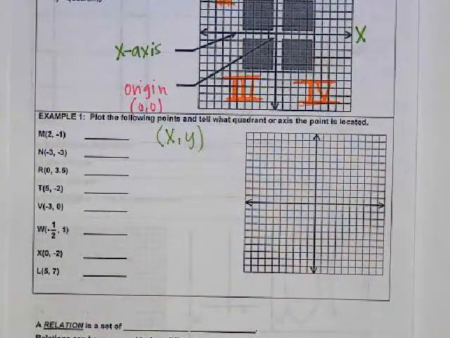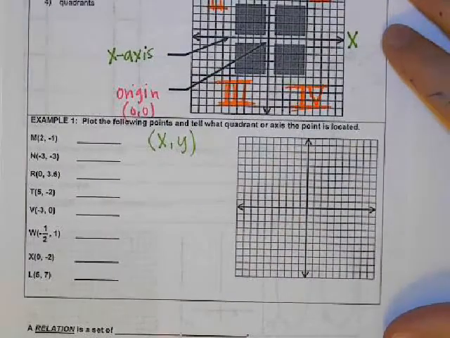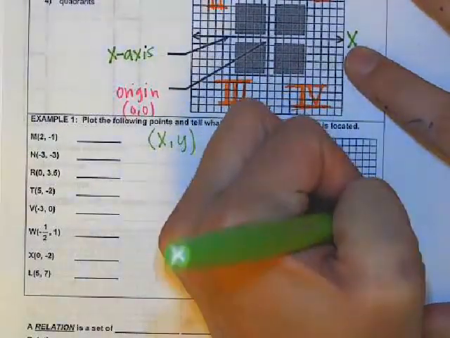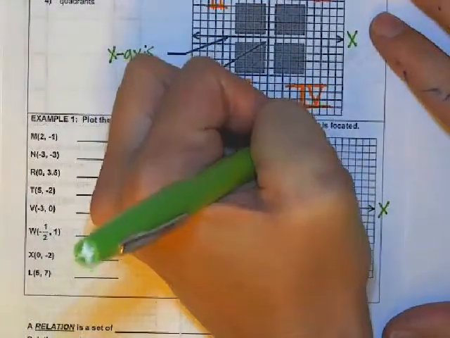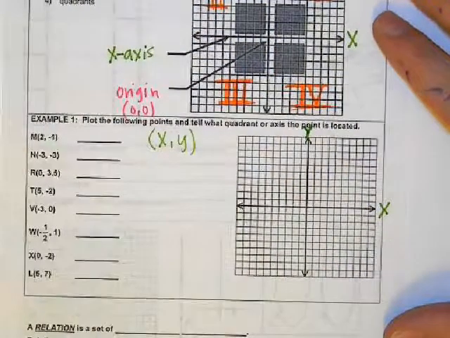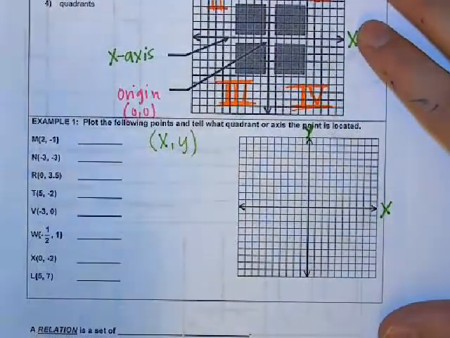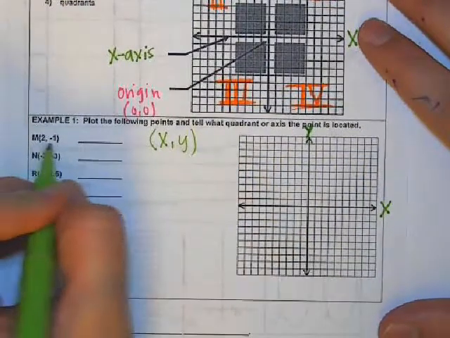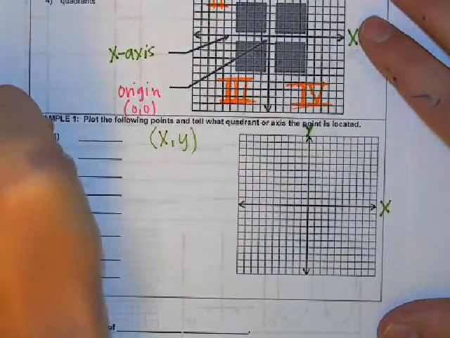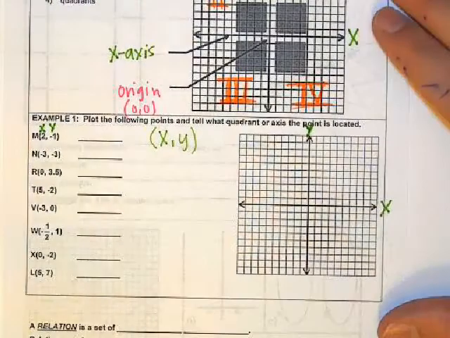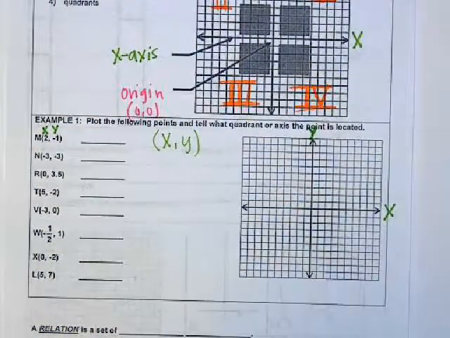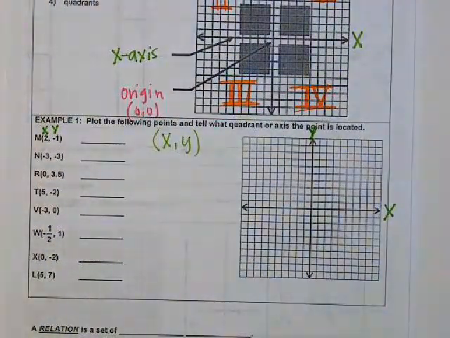When I plot, or if I have anything to do with a graph, the first thing I always do is I label my axis. There's x, there's y. And that's what you guys should do every time. Label those axes. Now, like I said, x comes first, then y. So if I'm going to plot point M, 2 is going to be my x, -1 is going to be my y. And I'm going to start with the x. Always start with the x.